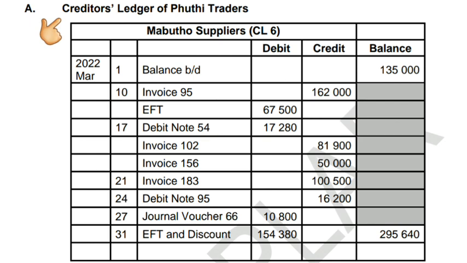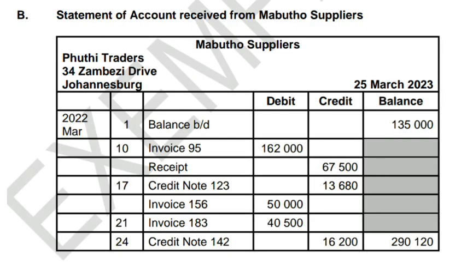So in information A, you see that we have a creditors ledger of Putty Traders, but it is for Mabuto Suppliers, because remember, we are preparing for each one individually. At the very bottom, you see that amount that I used as my balance in my answering book.